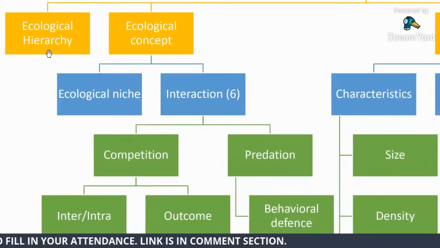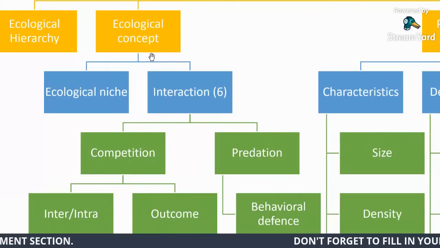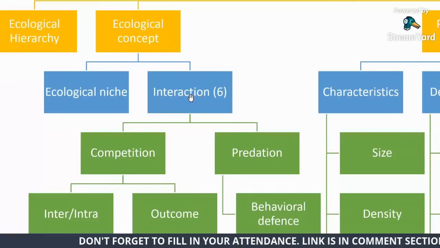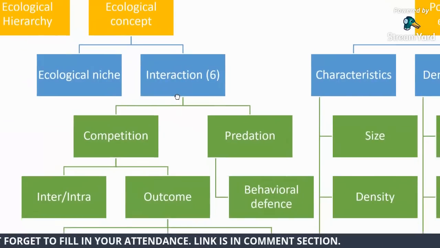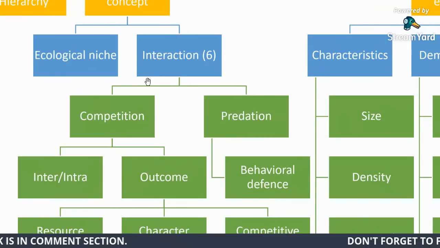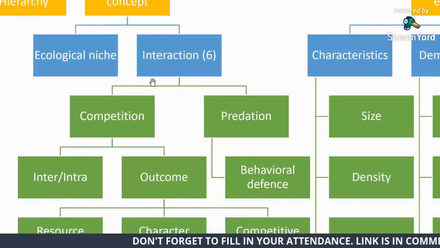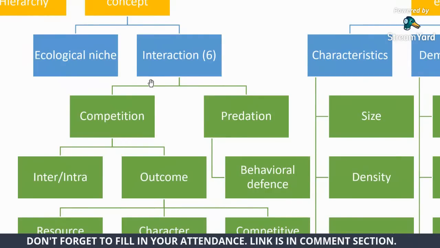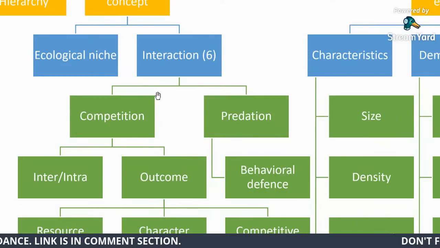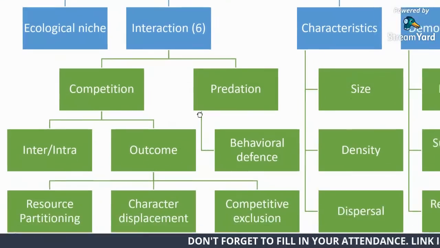Right. Next one, you learn about ecological concept. In ecological concept, you learn about ecological niche and interaction. So basically ada banyak interaction yang you belajar, okay, ada banyak interaction yang didedahkan, including mutualism, commensalism, parasitism. Namun kebanyakan daripada perbincangan berkisarkan tentang competition dan predation. Okay, kalau kita dapat lihatlah.